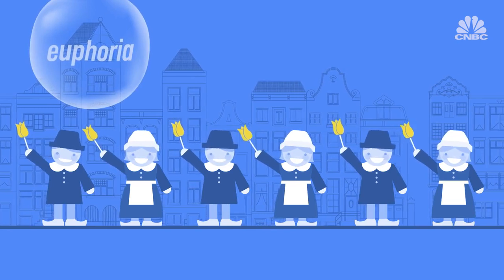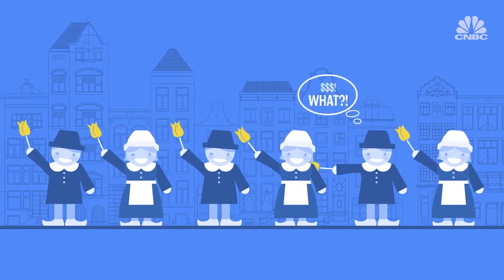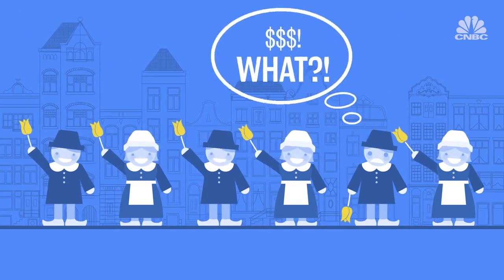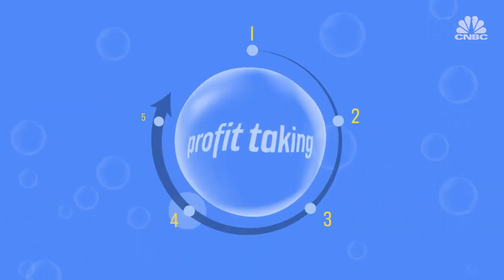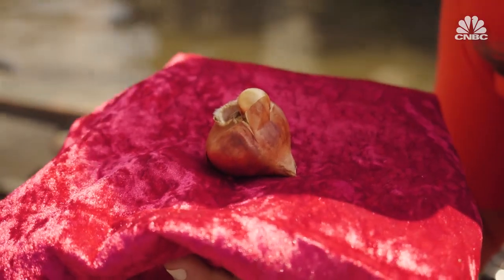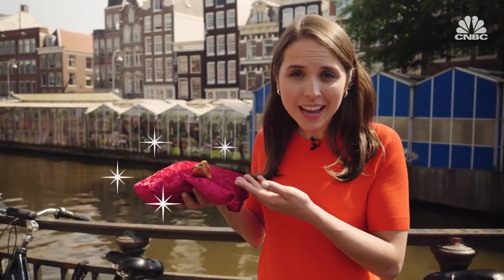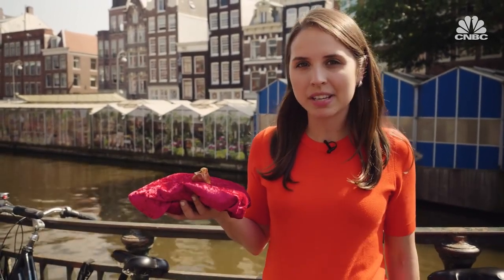But then some investors begin to realize that the actual value of a product, like a tulip, isn't in line with what they paid, and so they cash out. This is called the profit-taking phase, or stage 4. I mean, could a single tulip bulb really be worth $50,000? Buyers started to lose trust that they were worth that much, and so they started to sell. By 1637, the prices of tulips plummeted.